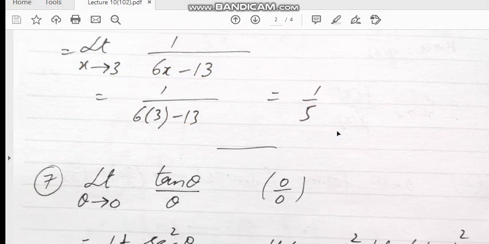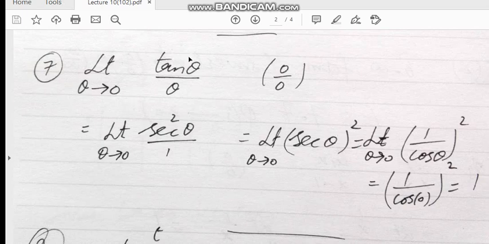For question number 7, tan 0 equals 0 over 0 form. So we have to apply L'Hopital rule. Derivative of tan theta will be secant square theta, derivative of theta, as we are approaching theta, so the variable is theta and we have to find derivatives with respect to theta. Secant square theta over 1, secant square theta can be written as 1 over cos square theta and the value is 1.